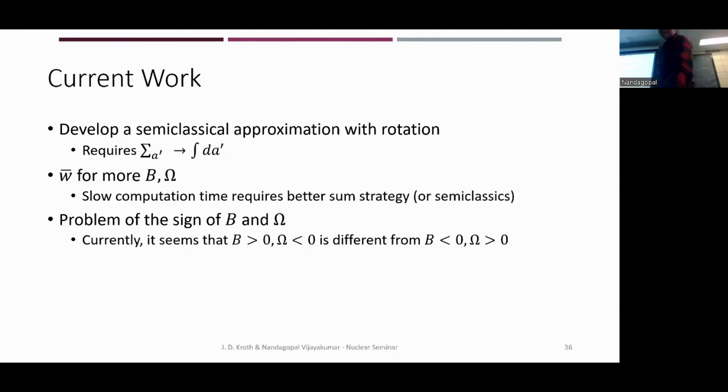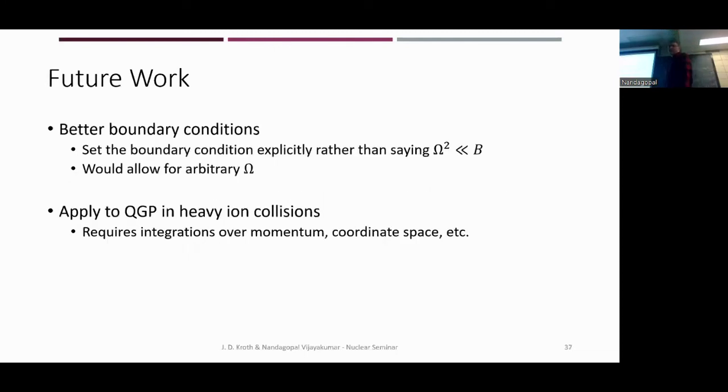And that leads into the future work that we're looking at. We want better boundary conditions. This is something actually that Dr. Vijayakumar and Dr. Tuchin are working on now. But we said omega squared essentially is much less than B. We want to say, what if omega squared is much greater than B? What if it's about the same as B? Because then we have arbitrary omega and we can do more predictions.